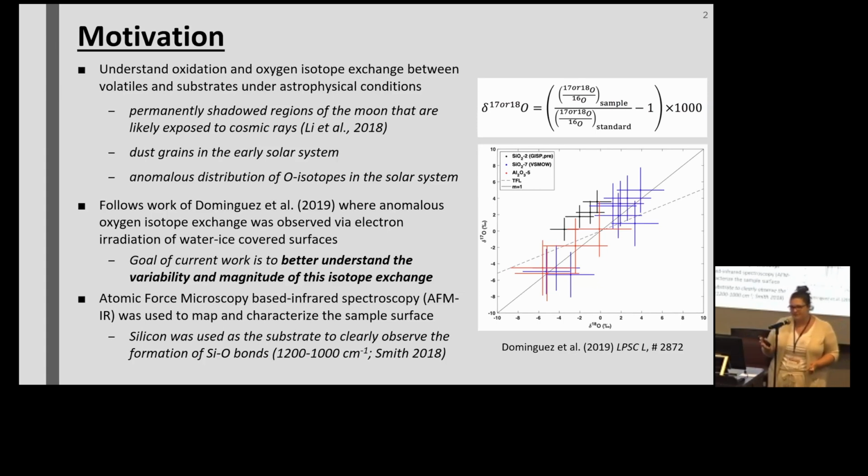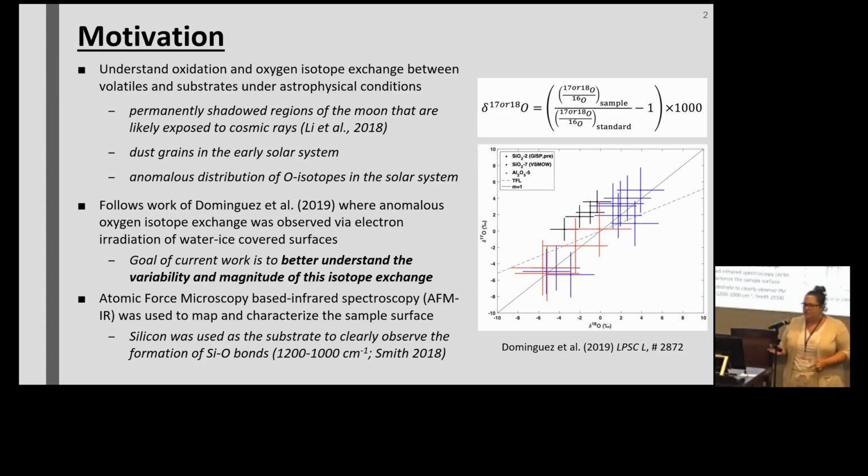So the work I'm specifically doing follows the work of my advisor, Dr. Dominguez at CSUSM, where they found anomalous oxygen isotope exchange via electron irradiation of water ice covered surfaces, which can be seen in the figure on the slide. So what I'm currently trying to understand is the variability and magnitude of this oxygen isotope exchange.